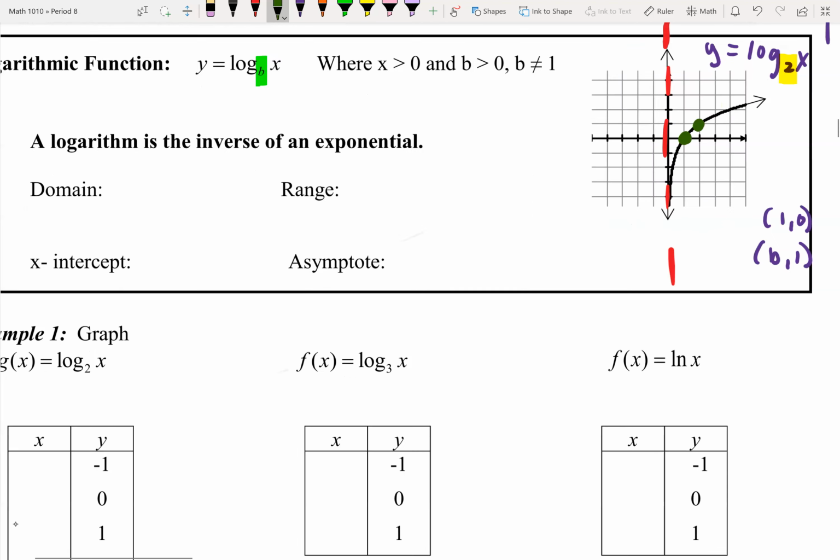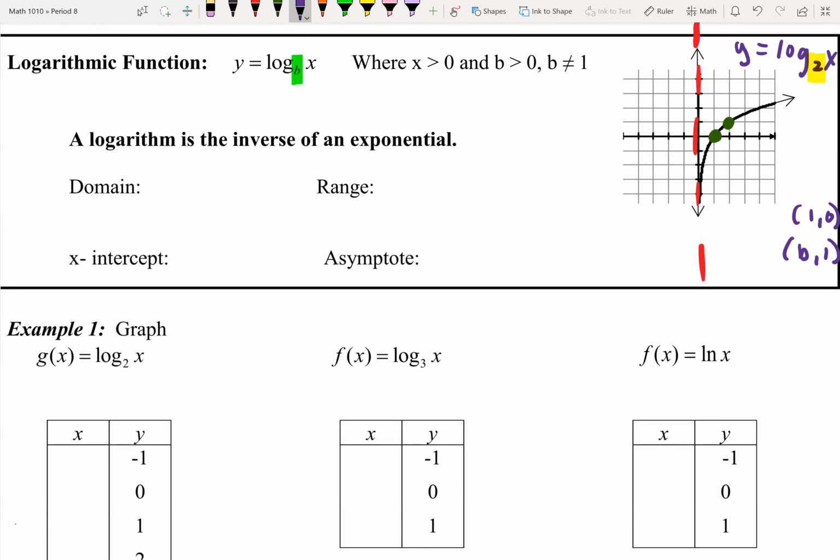Everybody look at the graph. Look at the red asymptote. Does that cross the x-axis or the y-axis? It crosses the x-axis, so you're going to go x equals. Where does it cross the x-axis, everybody? 0. Good.